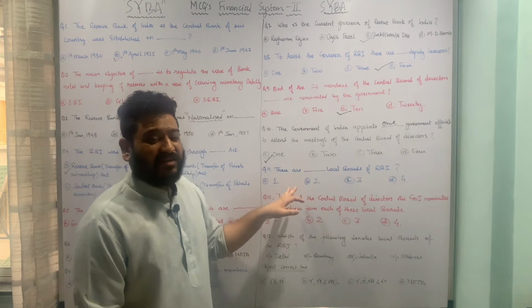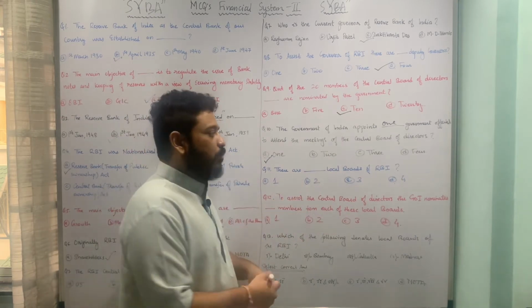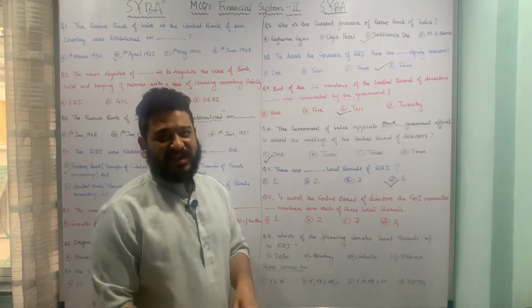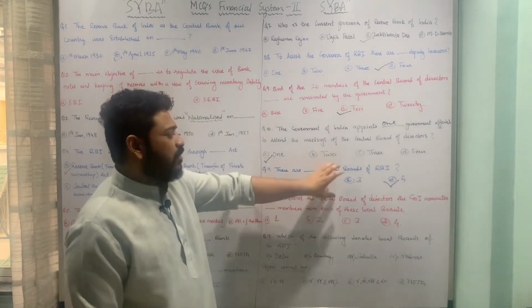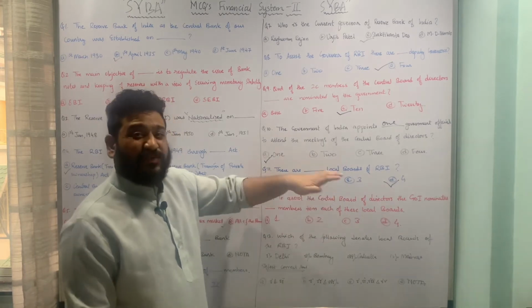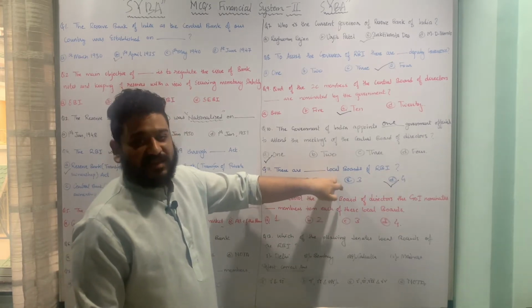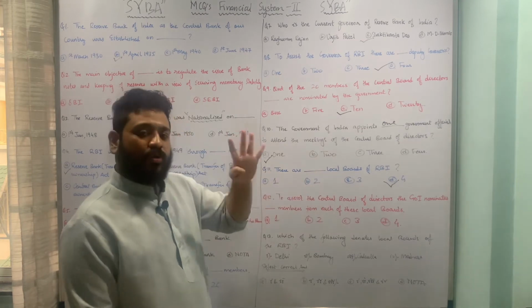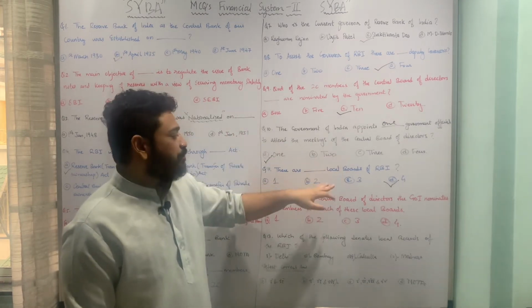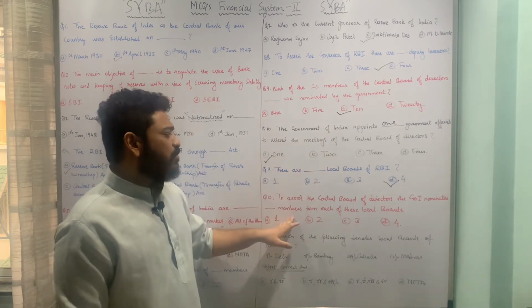So here the correct answer is there are 4 local boards representing the 4 different corners of India, that is north, south, east, west. The next question, the last question in this sense, will talk about the places where the 4 local boards are there in India. But anyways, there are 4 local boards in India of the Reserve Bank of India. I hope this question is clear. Let us now move to the next one.